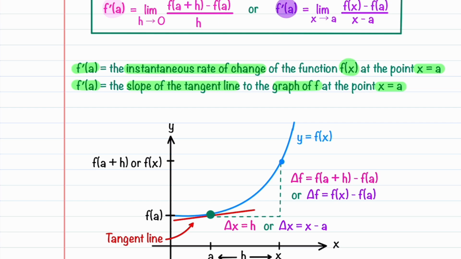I've placed a graph down here so that you can see where these limit definitions come from. Let's first look at the definition in pink. It is the limit as h goes to 0 of the change in f, which is f of a plus h minus f of a, divided by the change in x, which is h. Our definition in purple is the limit as x approaches a of delta f, which is f of x minus f of a, all divided by delta x, which is x minus a.